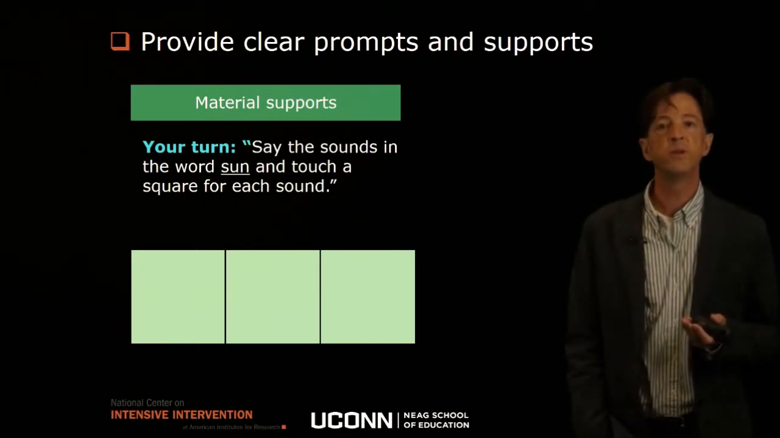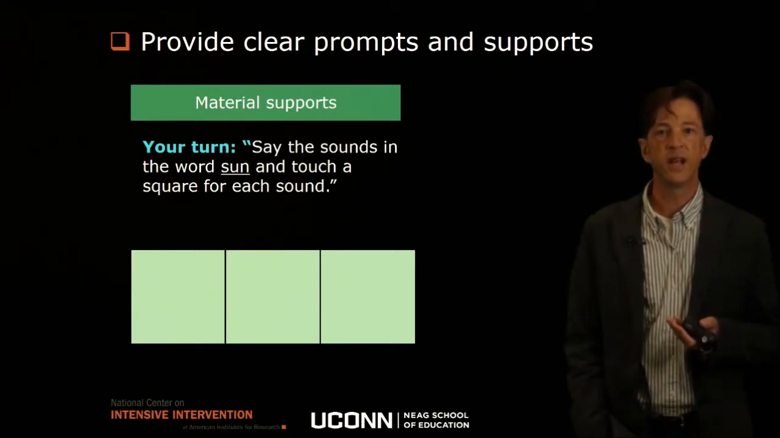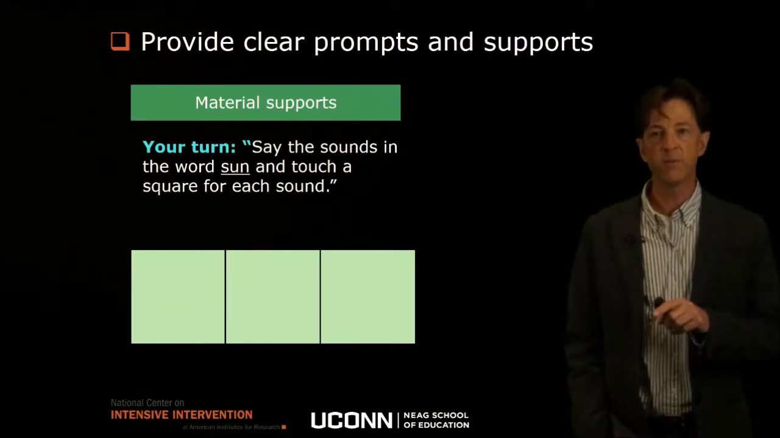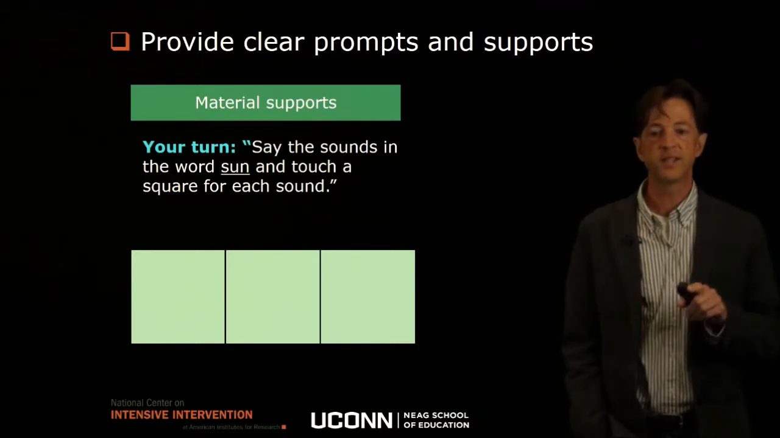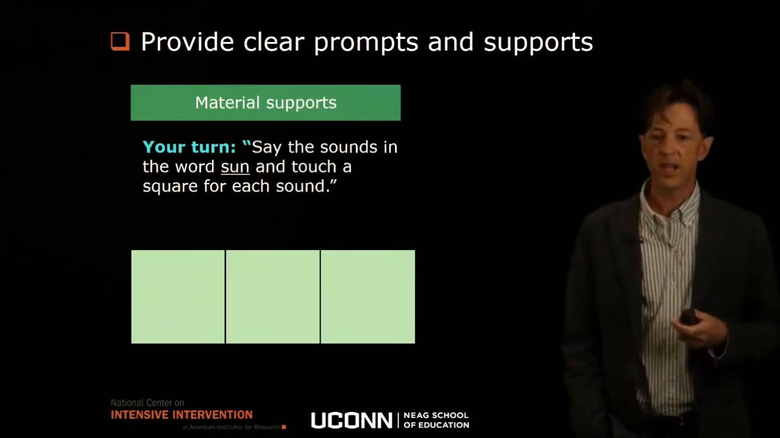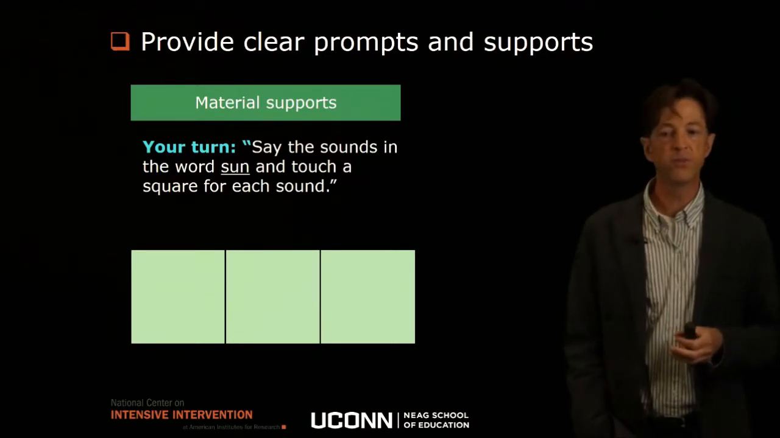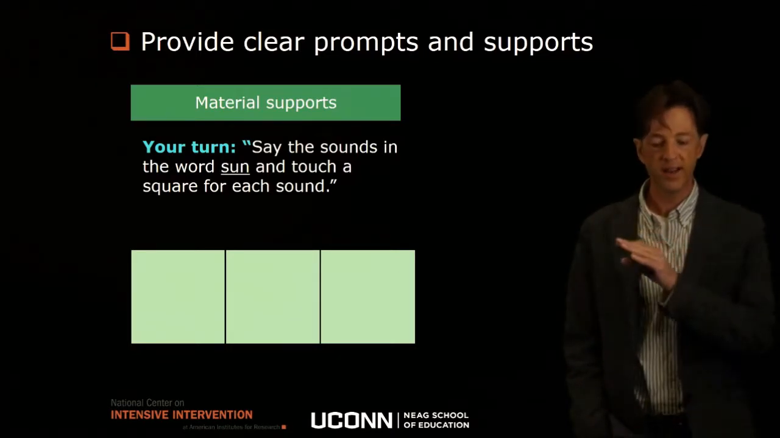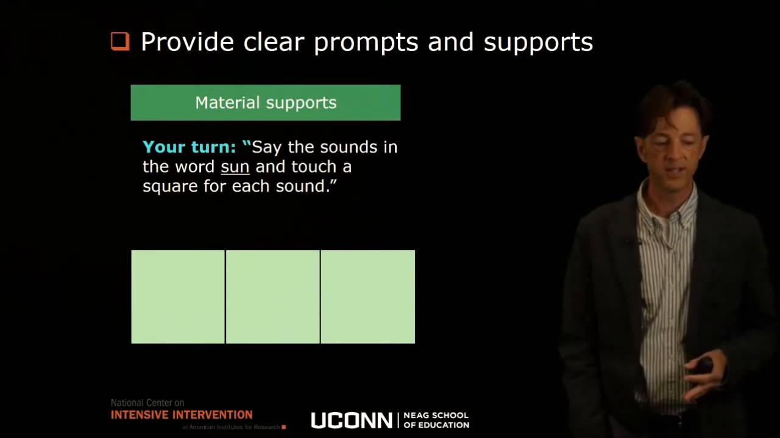So this could be used in a phonemic awareness activity like a segmenting activity. So we might say the sounds in the word sun and touch a square for each sound. When students are working, they could be touching each square when they say a sound. So they could say s, u, n. And that's helpful because it shows them there are going to be three sounds in this word, and it keeps them on track as they're saying the sounds.